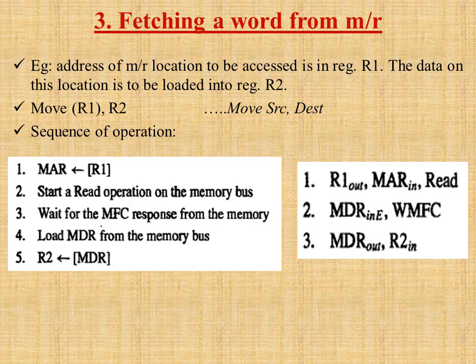Okay, the third type of operation is fetching a word from a memory and putting it into a processor register. I will directly take an example to understand this, so it will be easy to understand. So we'll take an example wherein the address of a memory location is to be accessed. This address is stored in the register R1.